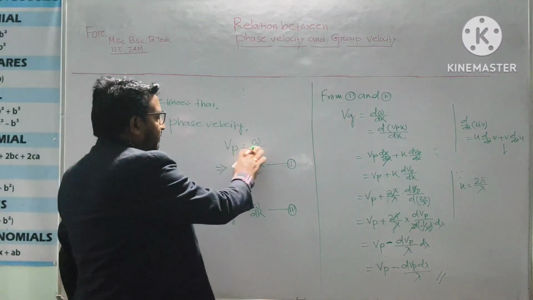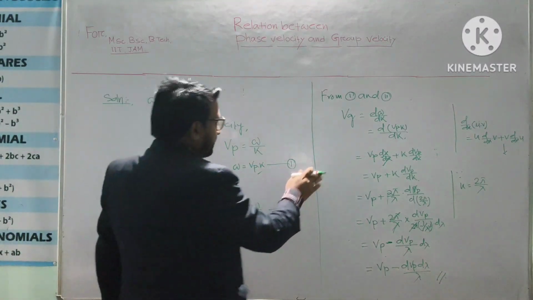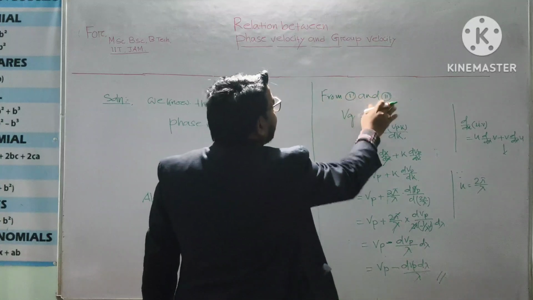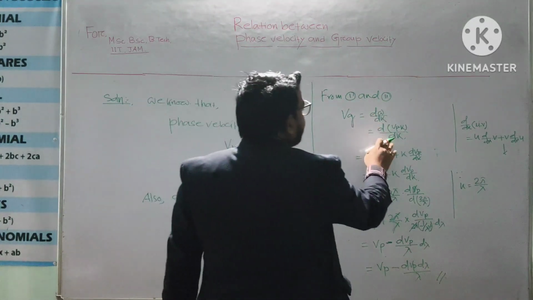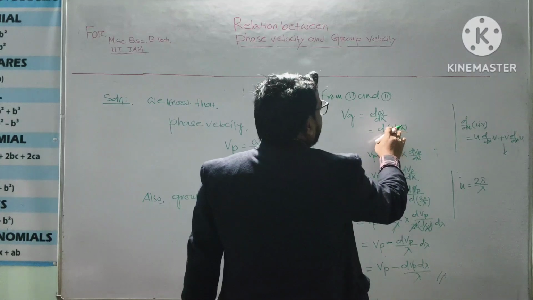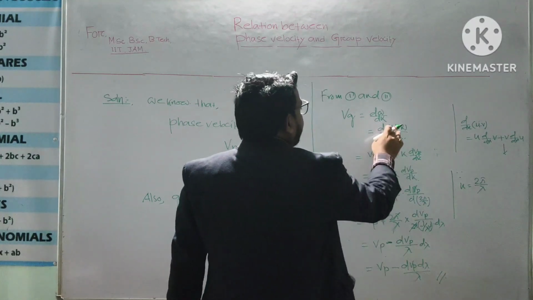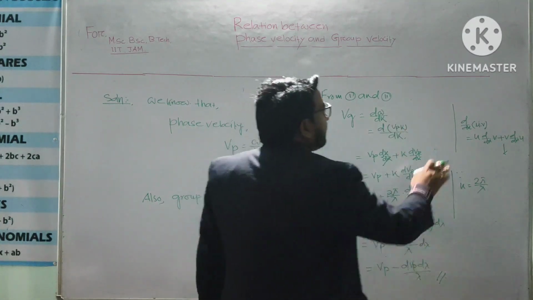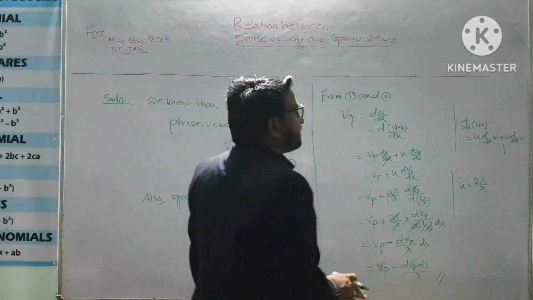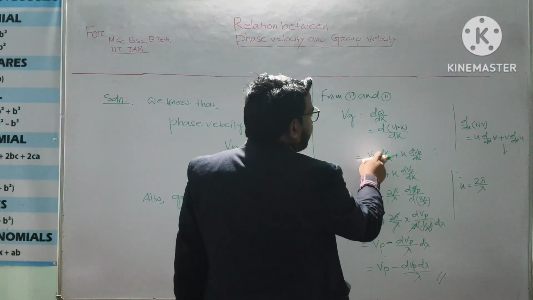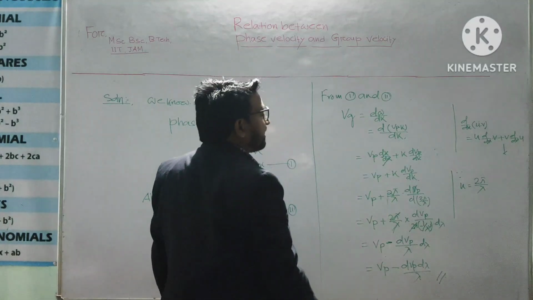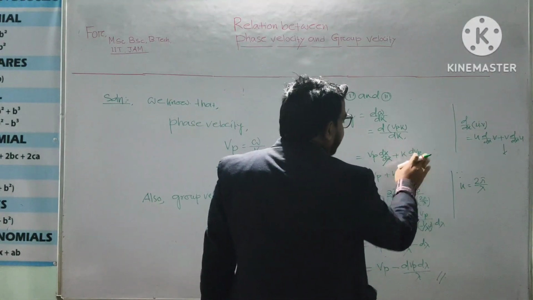When the value of omega is put in this equation, that means from 1 and 2, Vg equals d omega by dk. Then we can write d of, within bracket, Vp into k, and this is d/dx of uv, and we know that d/dx of uv equals u d/dx of v plus v d/dx of u. Okay. So after solving this part, we can write Vp into dk by dk. So dk cancel to each other. K into dVp divided by dk.